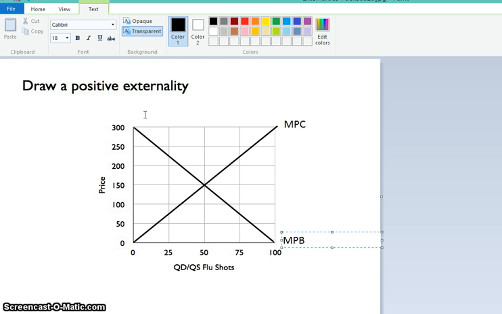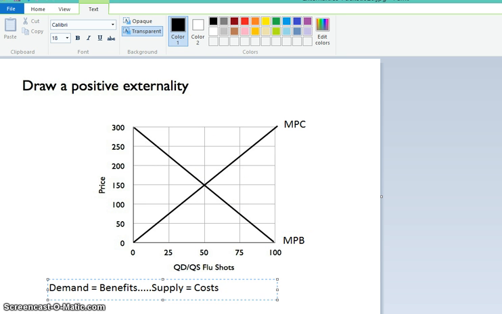This is Mr. Sutton playing Mozart before class. So we have an added benefit. So that means that we need another demand curve. So the marginal benefit, we're just going to think of the benefits as our demand curve and the supply as our cost. But we have added benefits here. So let me get this out.